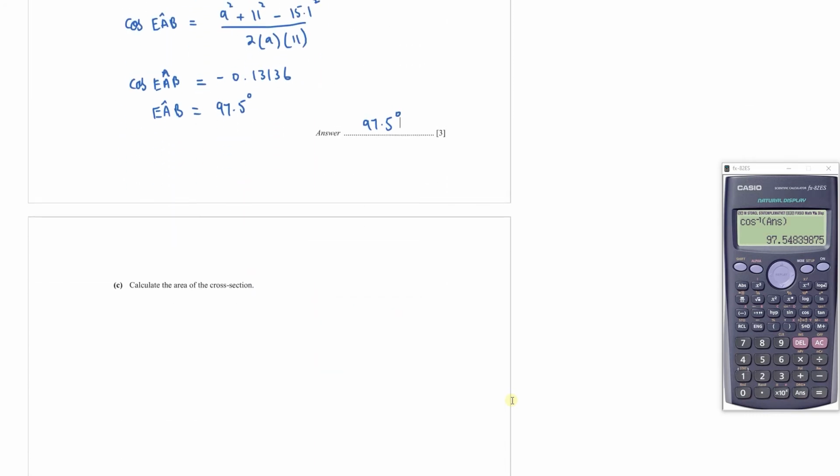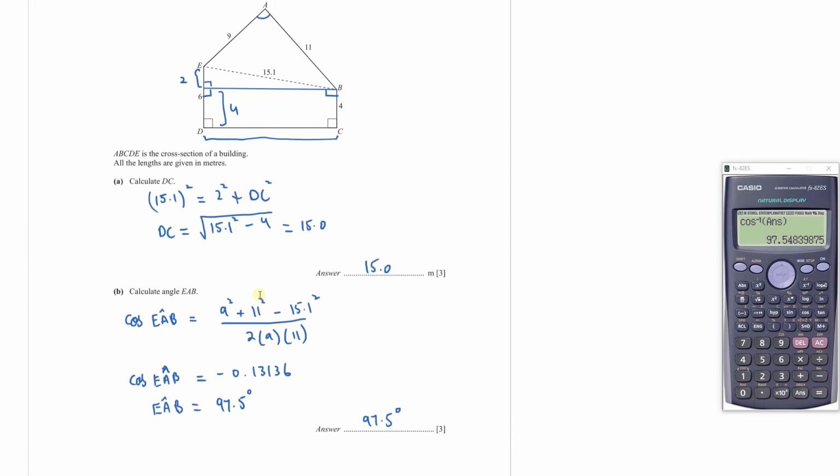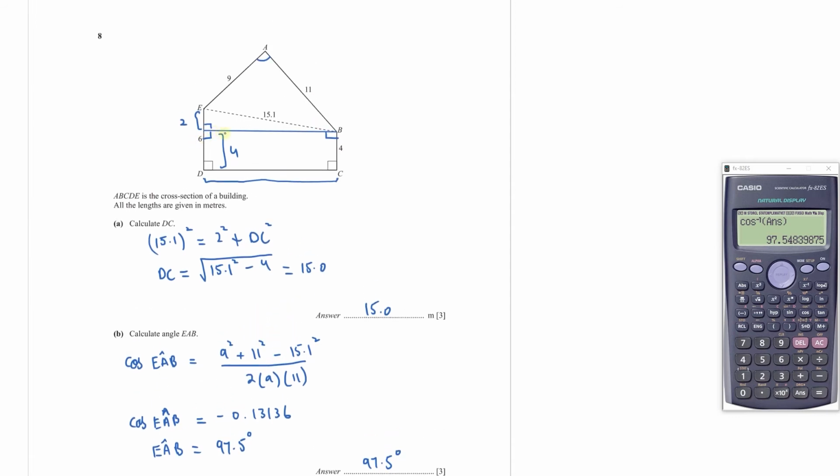Part C is calculate the area of the cross section. So to calculate the area of this cross section, let me just erase this. This will be simply the area of this trapezium EDCB, and then area of the triangle EAB. So to calculate the area of trapezium, I know this length DC is 15 that I have calculated in the first part.